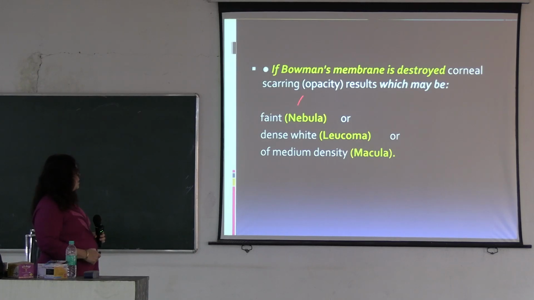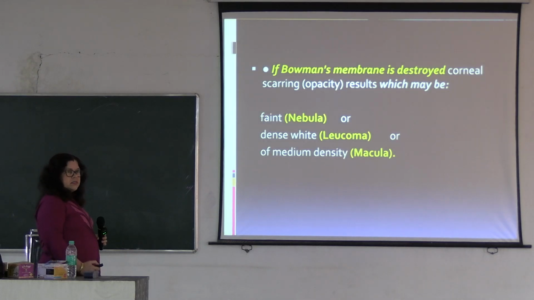Nebular opacity occurs. This is a very faint opacity. You can't see it with the naked eye, only with torchlight or slit lamp examination. And leucoma is a dense white opacity, and you can see it with the naked eye. And this is the macular opacity. Macular opacity is of medium density between nebula and leucoma, and in this condition with torchlight you can visualize the pattern of the iris, but in leucoma you can't see the pattern of the iris due to the dense opacity.